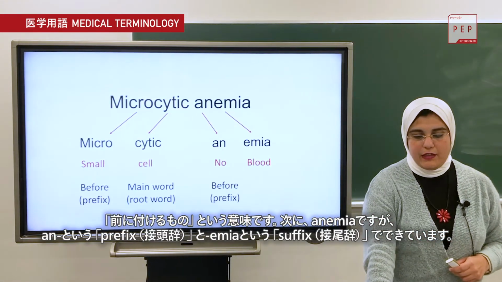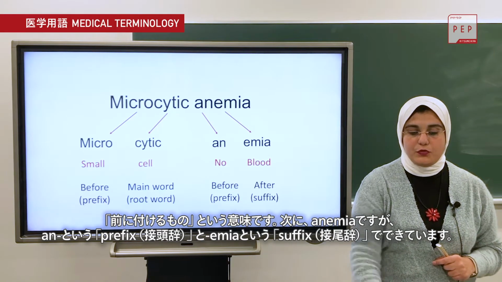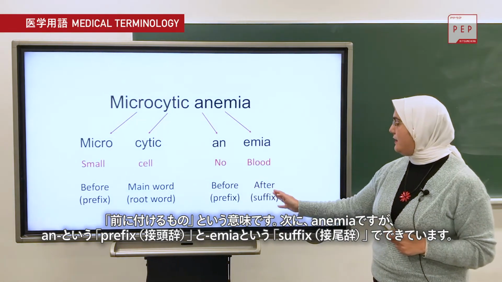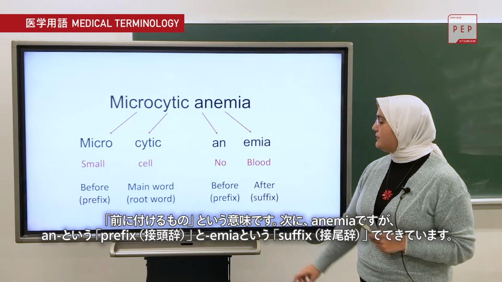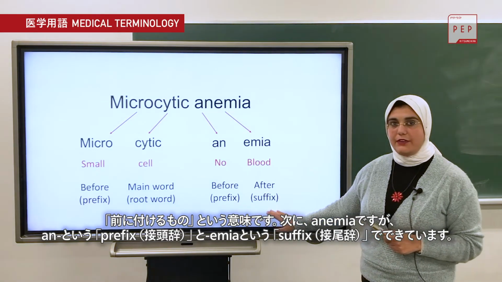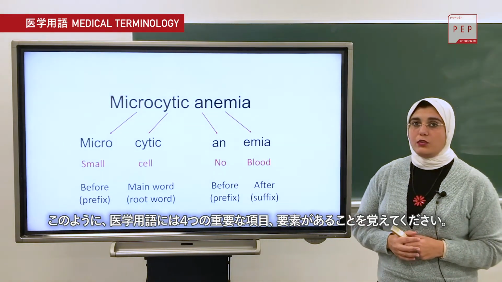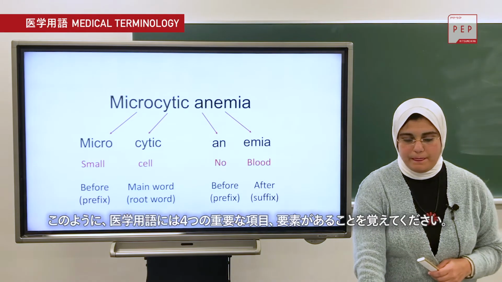And then, if we see the word anemia, it's composed of two parts. An, it's before, and emia, it's after. So we have before and after, so they are prefix and suffix. So from this slide, we can conclude the four main components of medical terminology.